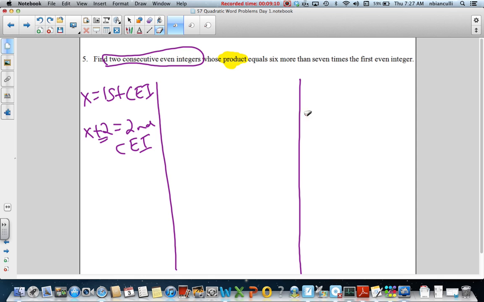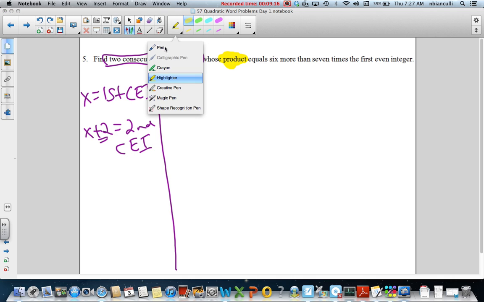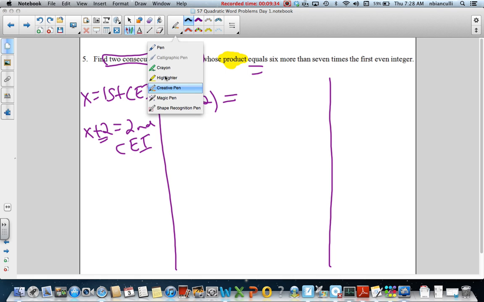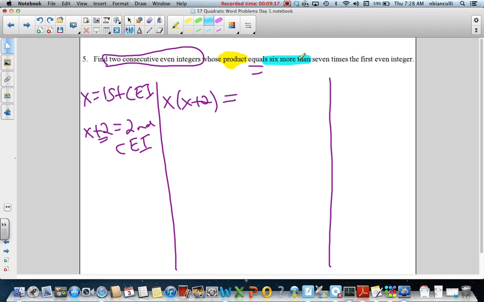So this gets a little crazy, but we have to handle it. So the product equals, there's my equal sign, the product of the two is x times x plus 2 equals 6 more than, I'm going to add 6 to something, 6 more than 7 times the first. 7 times the first is 7 times x. So now I have my equation, and I'm going to solve this.